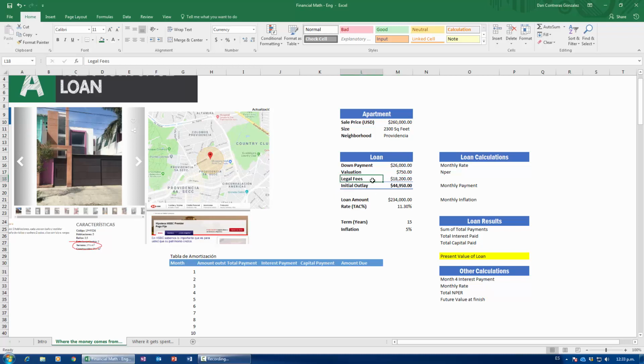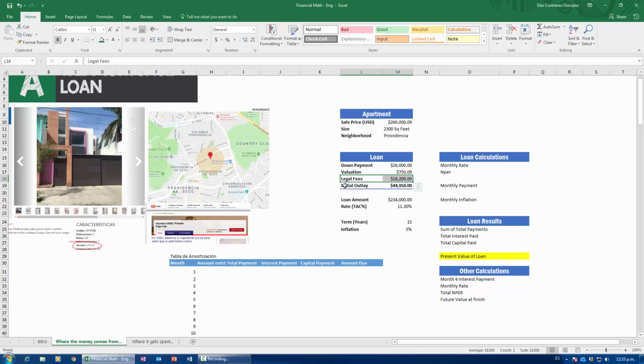But the real robbery that's happening here, the real highway robbery, is the legal fees. We are going to have to pay $18,000 in order for the government to say, yes, this is no longer the seller's house, this is now the buyer's house. And that's pretty much it. If you want to know why lawyers are so despised in every single country in the world, this is pretty much it. They're charging you $18,000 to shuffle some paperwork around.